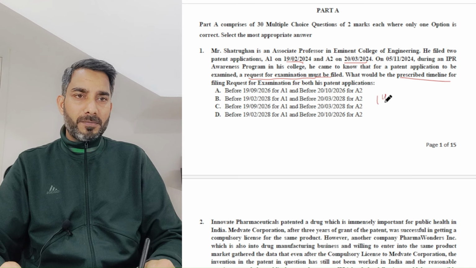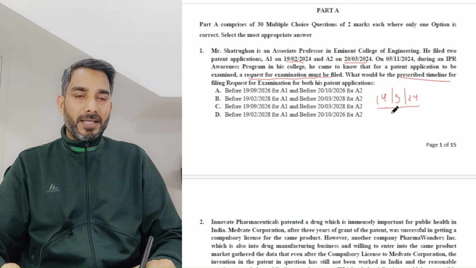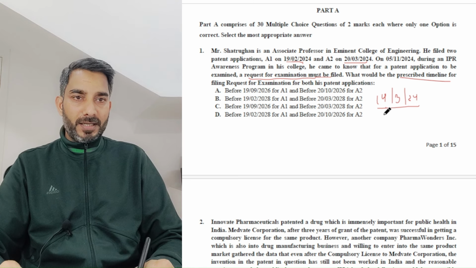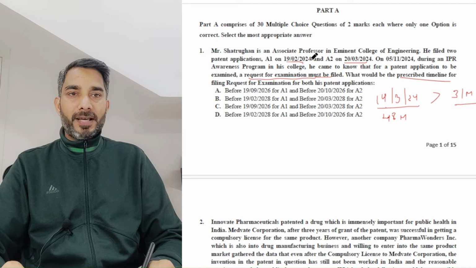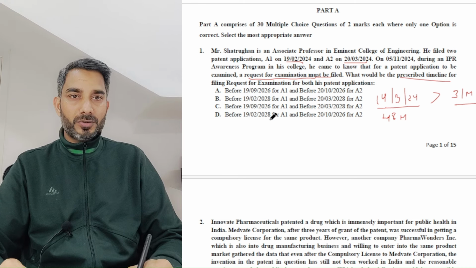Because 14th March 24 is the date. Any application filed before this date still has 48 months as the timeline. However, anything that was filed after this has 31 months as the deadline. So for A, we still have 4 years, 48 months. So 24 plus 4 is 28. So we need to have 28.